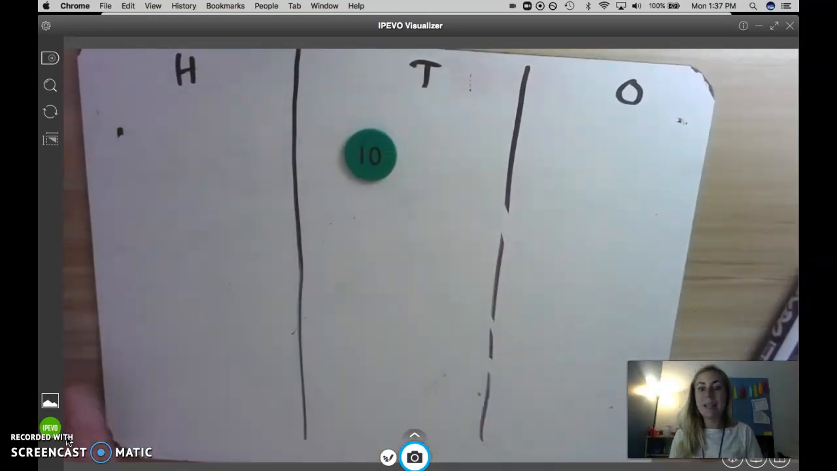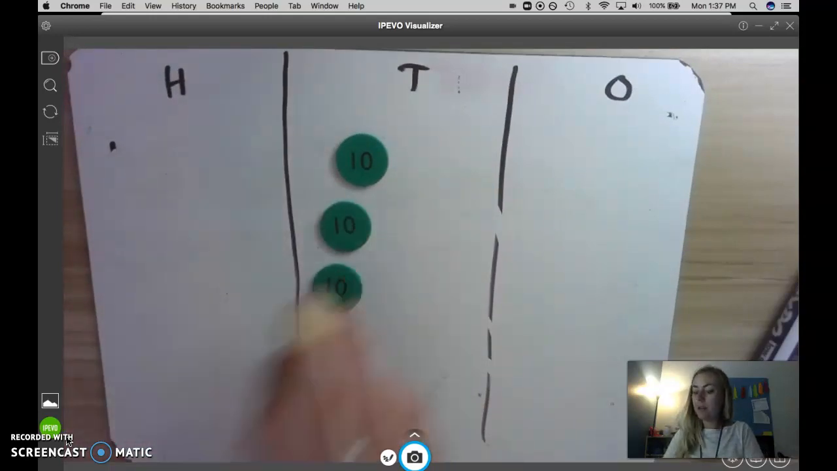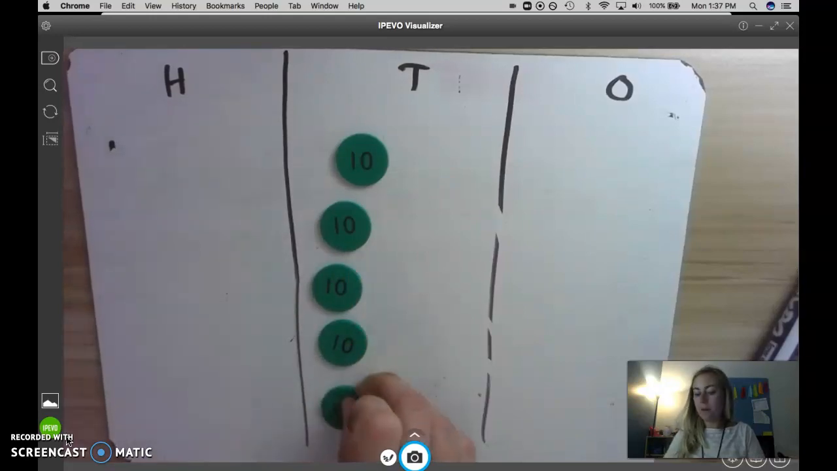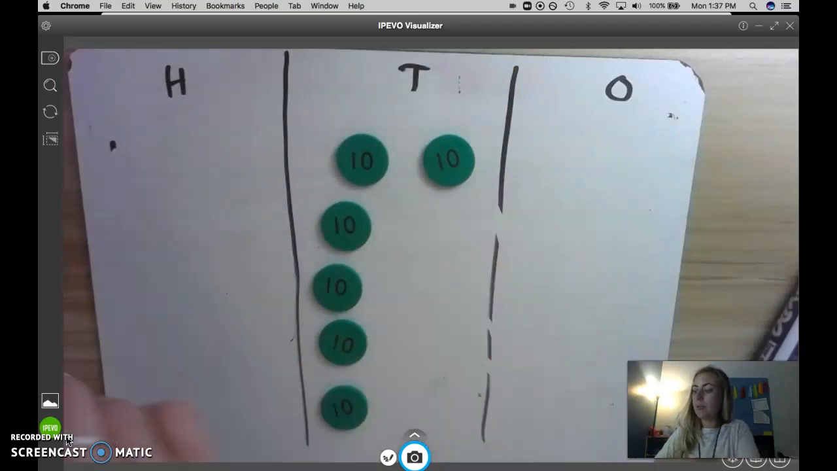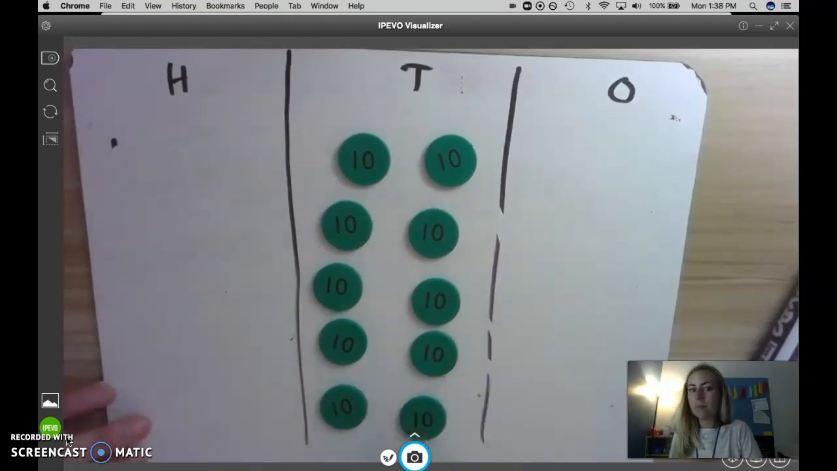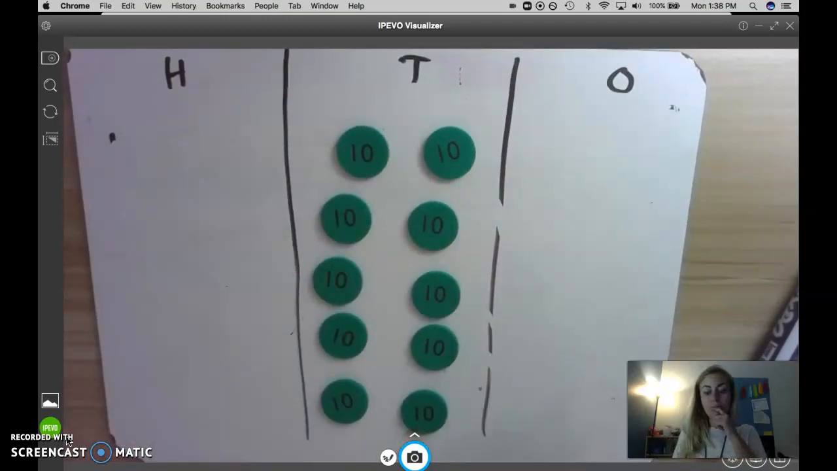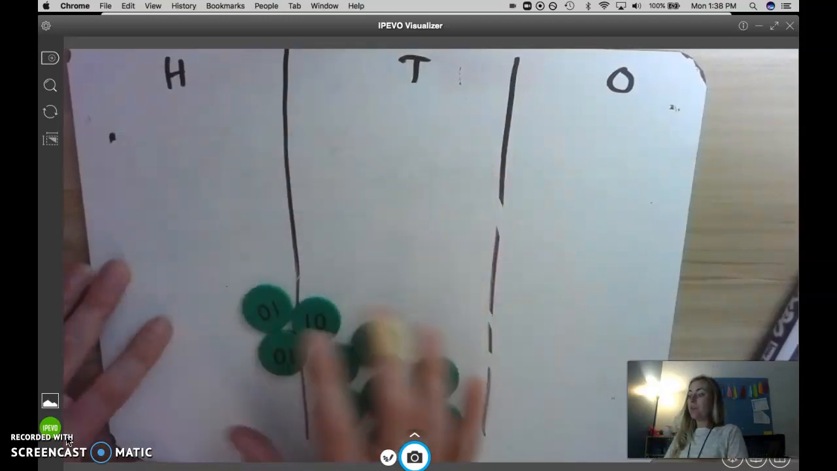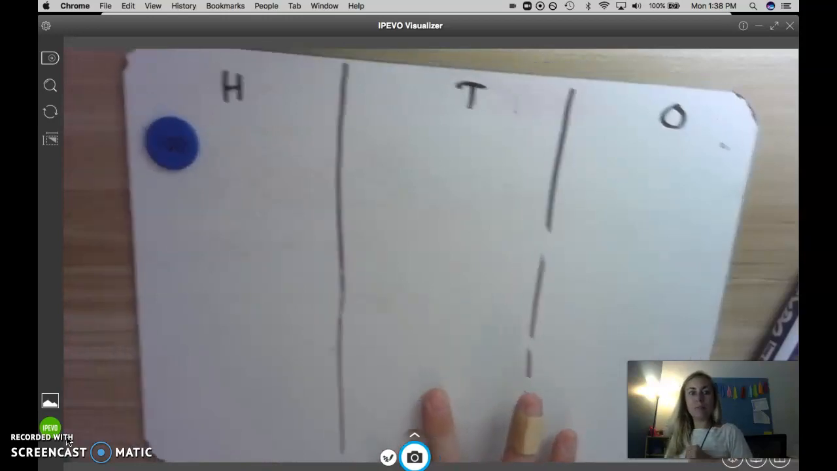Now let's make 10 tens. Count with me. 10, 20, 30, 40, 50, 60, 70, 80, 90, 100. Now that I have 10 tens, what should I switch it out to? That's right, I should switch out my 10 tens to 1 hundred.